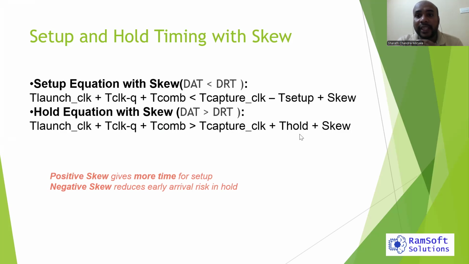Now, if I have negative skew, which actually helps the hold by decreasing the right side value. So in conclusion, positive skew gives more time for setup, but negative skew reduces the early arrival risk in hold. Because in the hold equation, skew is on the right hand side, it will reduce that quantity.